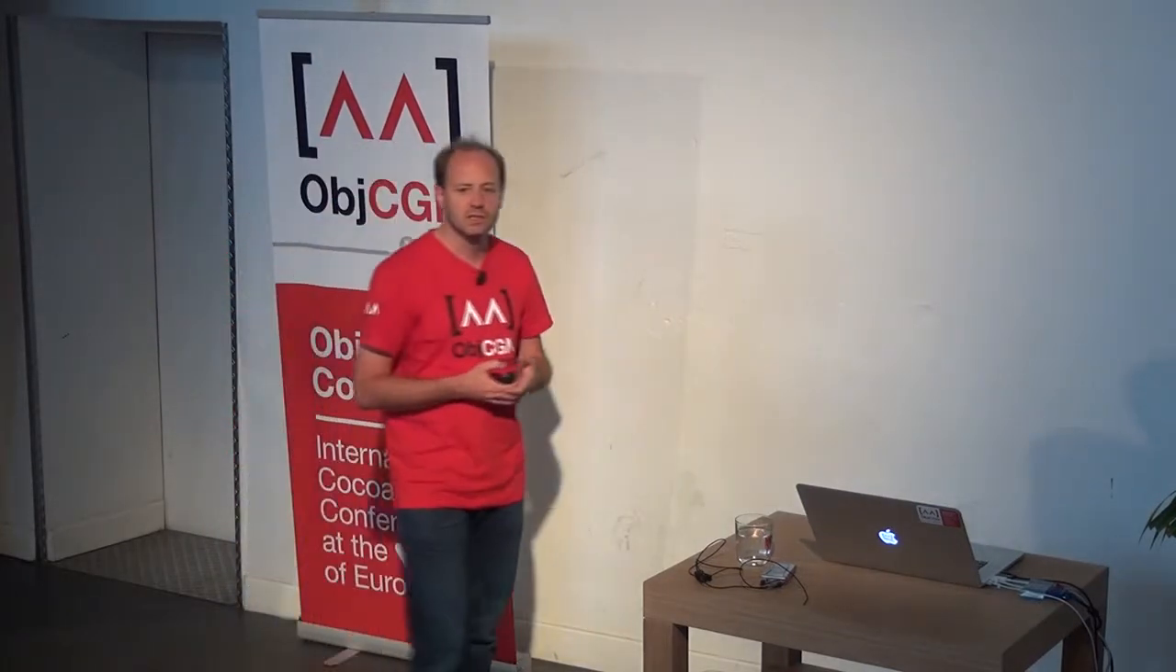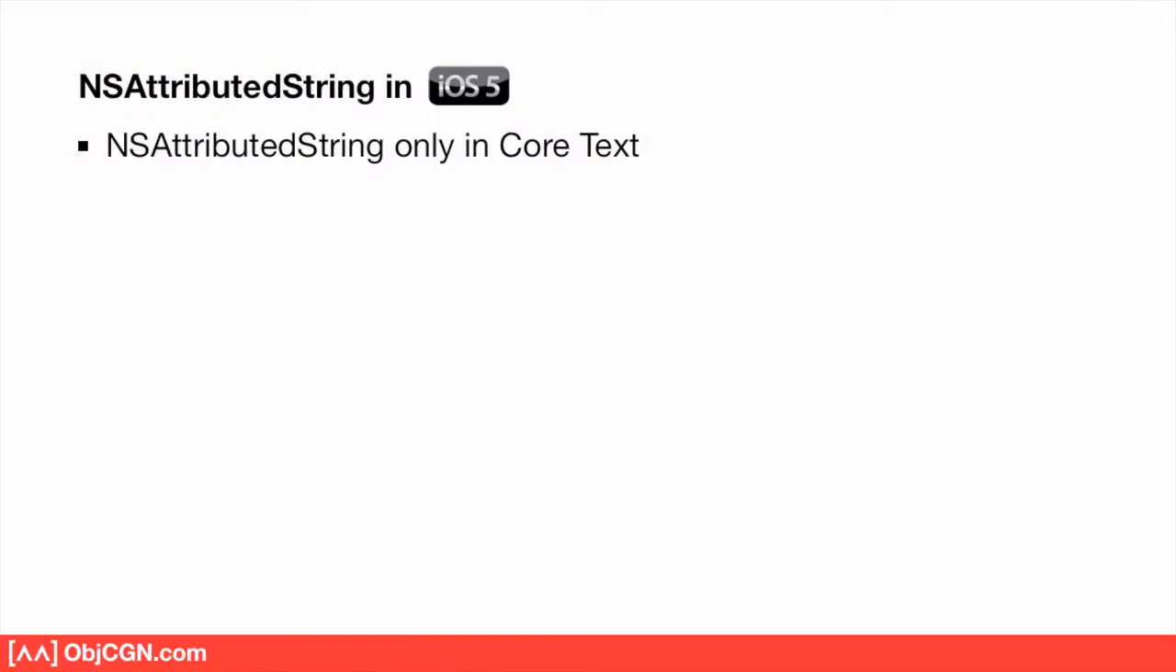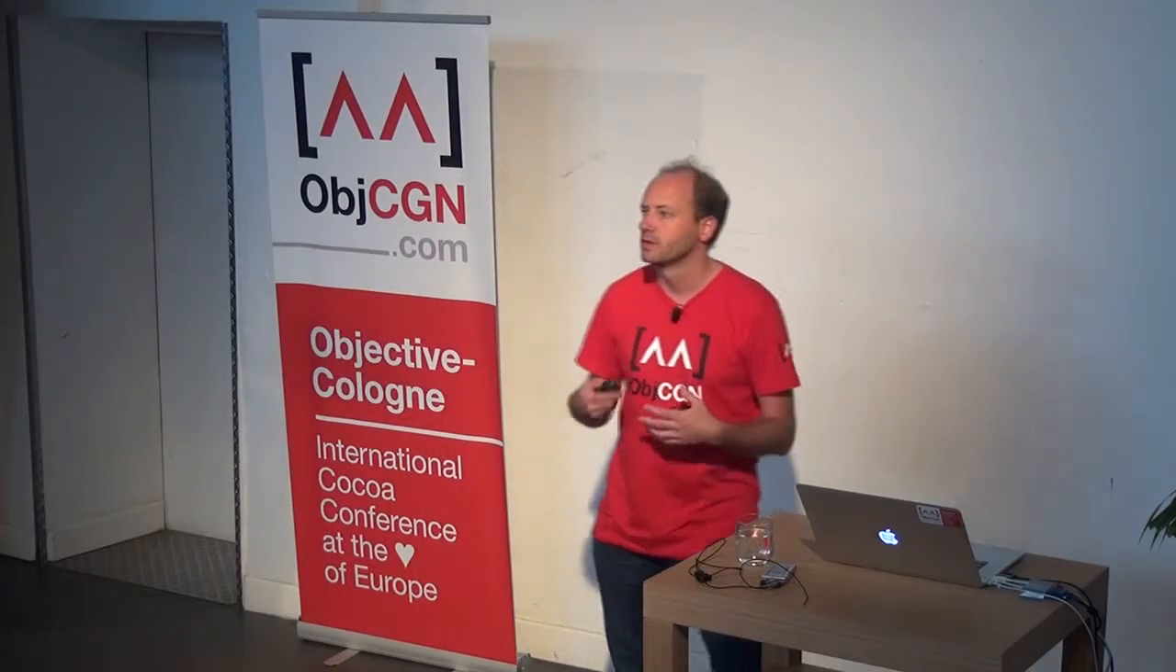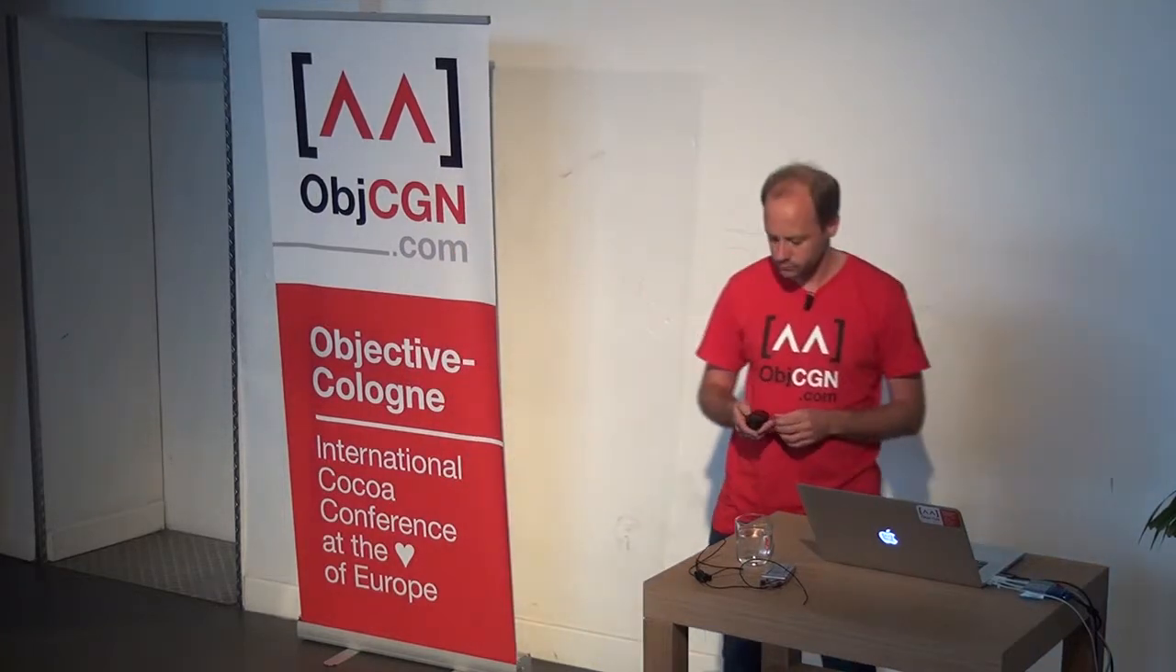So in iOS 5, you would have to resort to the Core Text layer to actually display them, or you can use some third-party libraries. CoreText allows you to display attributed strings in iOS 5, as well as work with those strings, converting to and from HTML, which makes it much easier to create those attributed strings.